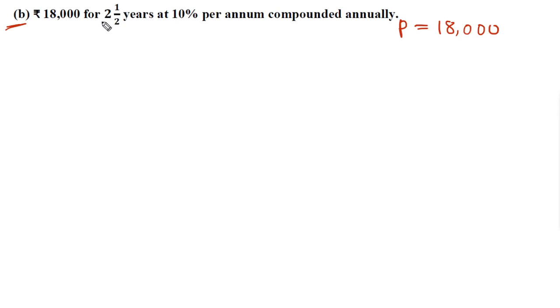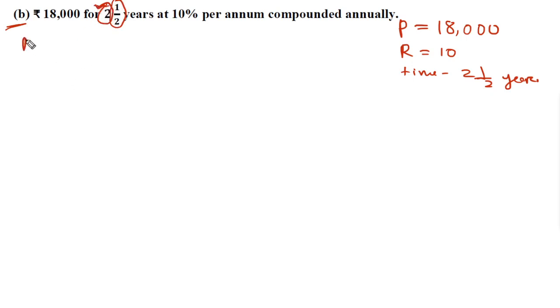Then you have rate of interest R is equal to 10%, and here time is 2 whole 1 by 2 years. Now what we will do, we will divide this problem into two parts. First we will find the compound interest and the amount for 2 years, then we will try for the last 1 by 2 years. Okay, so first we will find the amount for 2 years.